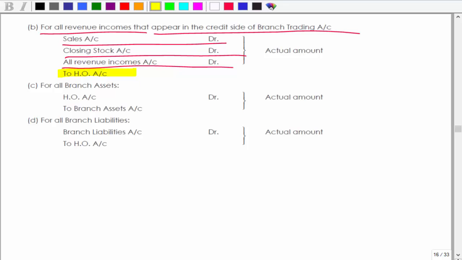Then what about the assets and liabilities? All assets of the branch should go to HO. It means HO account should be debited and branch assets should be credited by actual amount. Similarly, all liabilities will get recorded as HO's liabilities. With the mention they are branch liabilities, and the entry is going to be branch liabilities account debit to HO account. So this is the first method where all transactions are going to be routed through HO account.